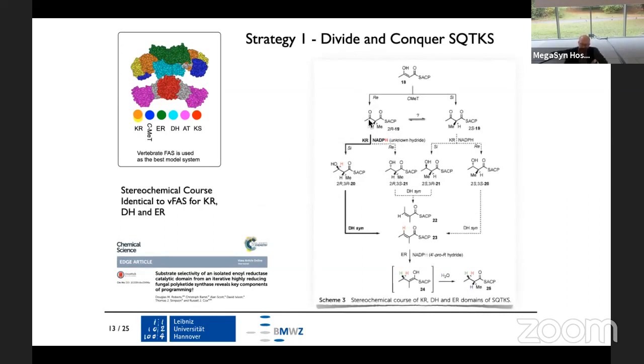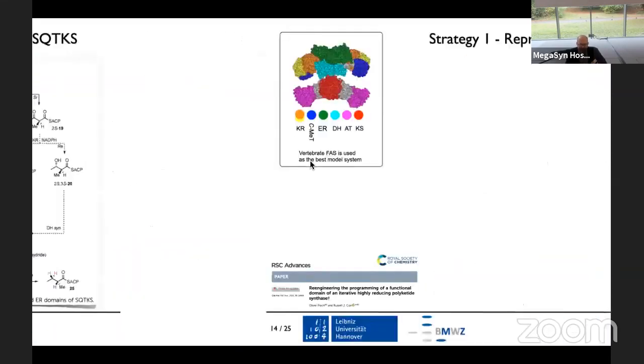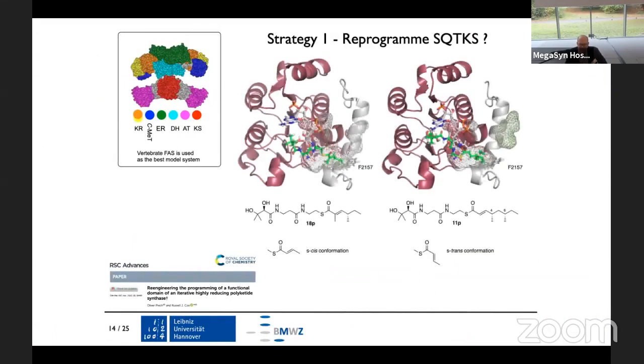and we can show that every single stereochemical step is identical to the vertebrate FAS, both in terms of the cofactor and the substrate. And so really we understand these fungal systems to be almost identical to vertebrate FAS, except that they're programmed. Or you could think of the vertebrate FAS as an unprogrammed polyketide synthase. They're the same thing. If we have this level of detail, can we reprogram these systems?